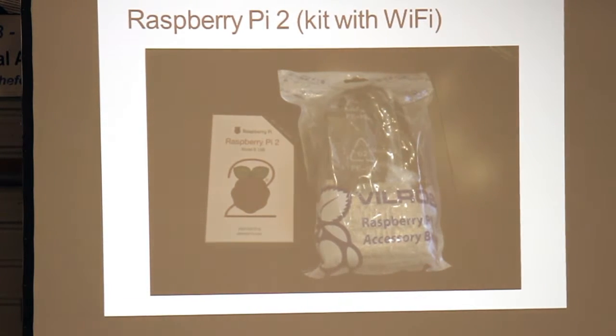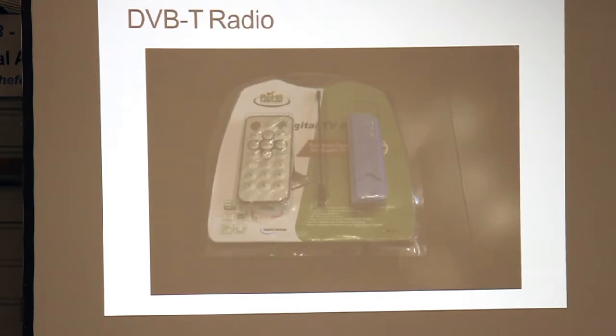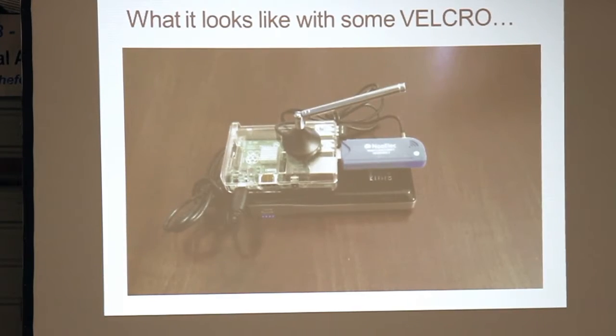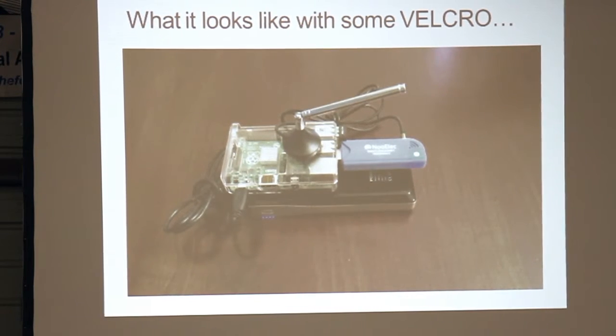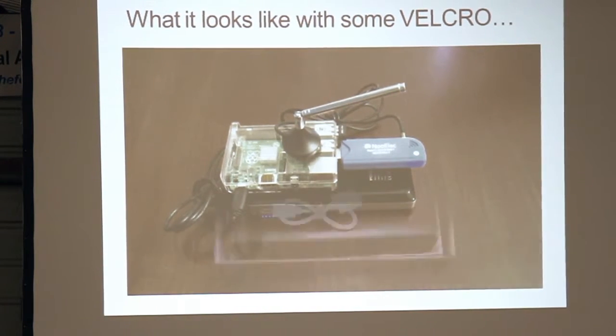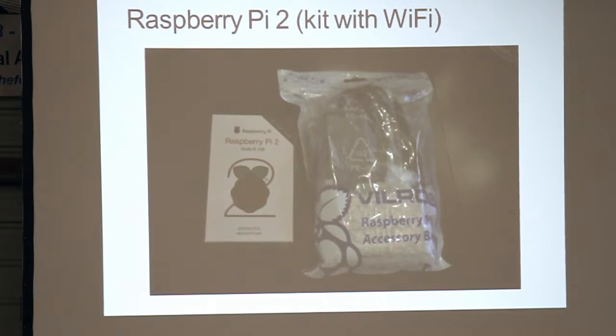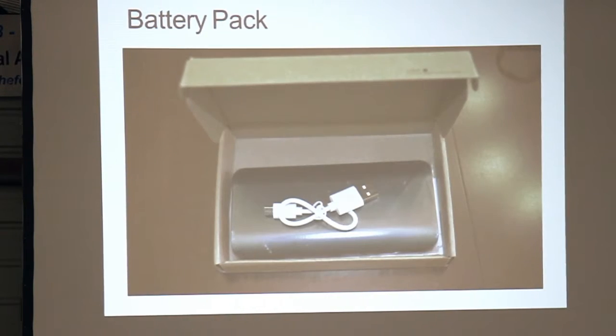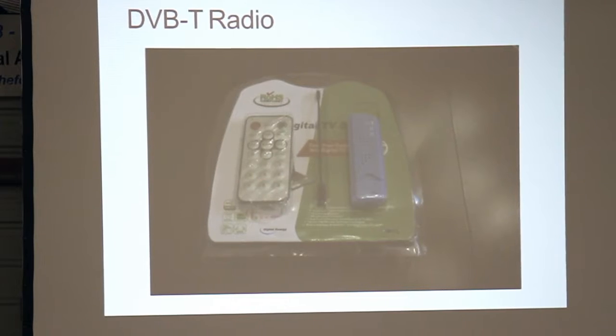This is what it looks like. It's a Raspberry Pi 2, radio tuner, battery, and that's it. So there you go. That's your computer with the software and all that. It comes with a lot of extras, cabling and all that, but you don't use those. Also, you'll notice it comes with a remote control for this tuner.